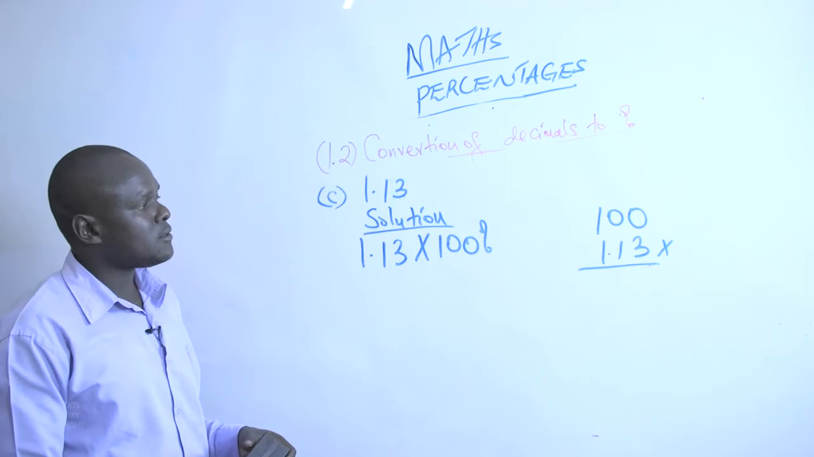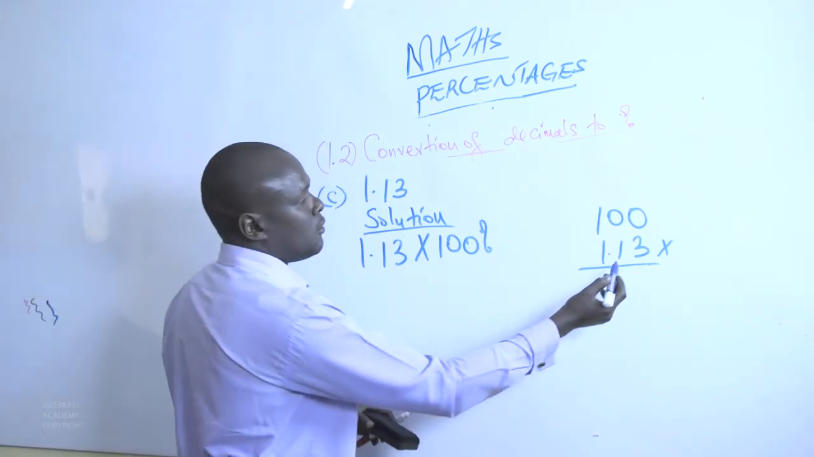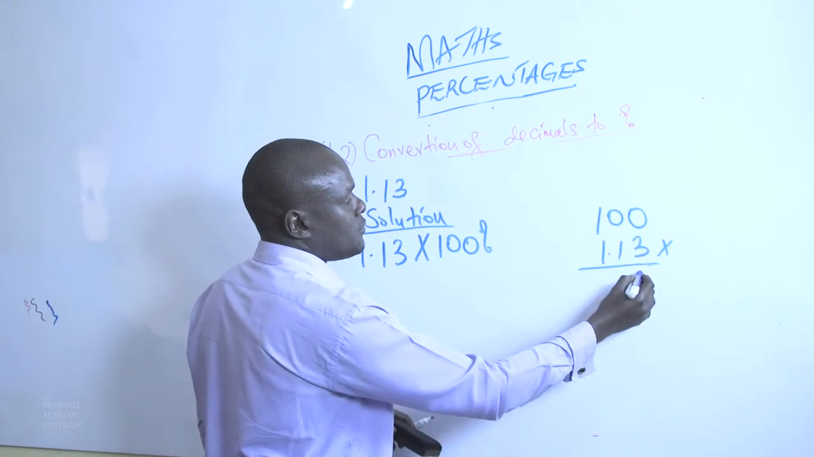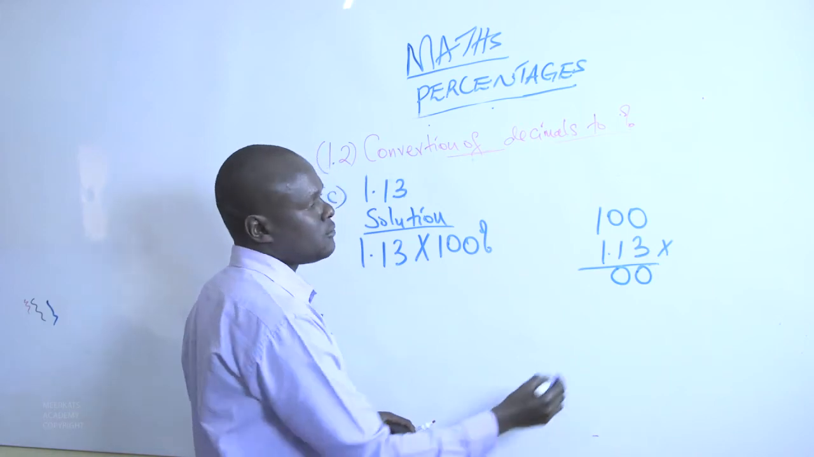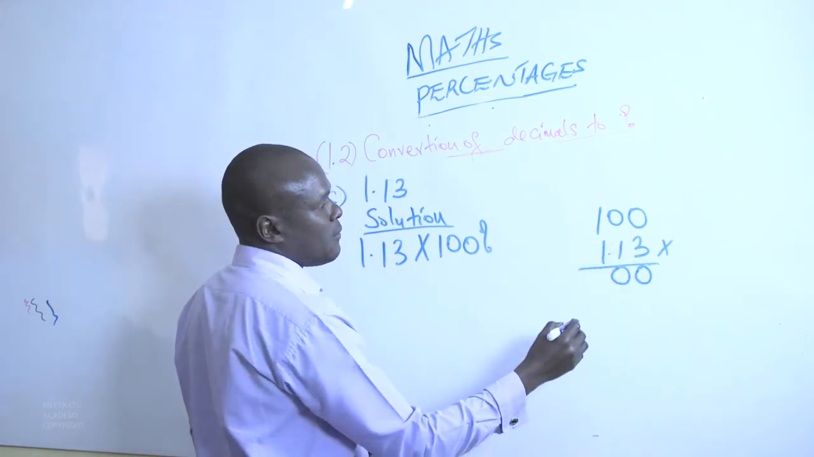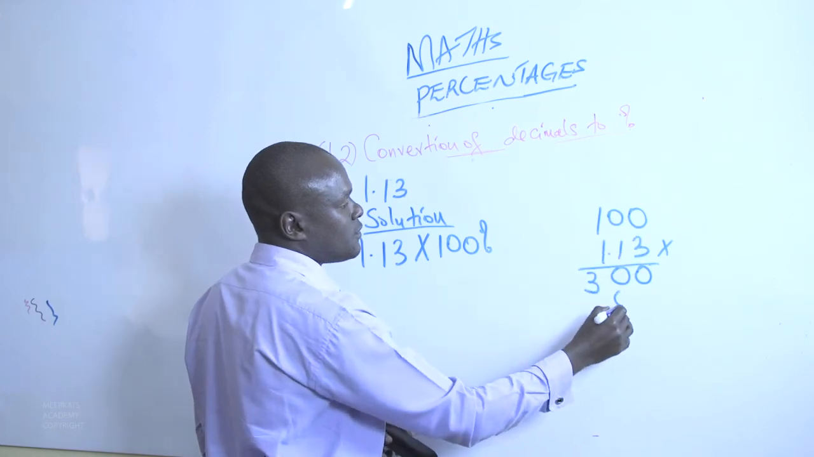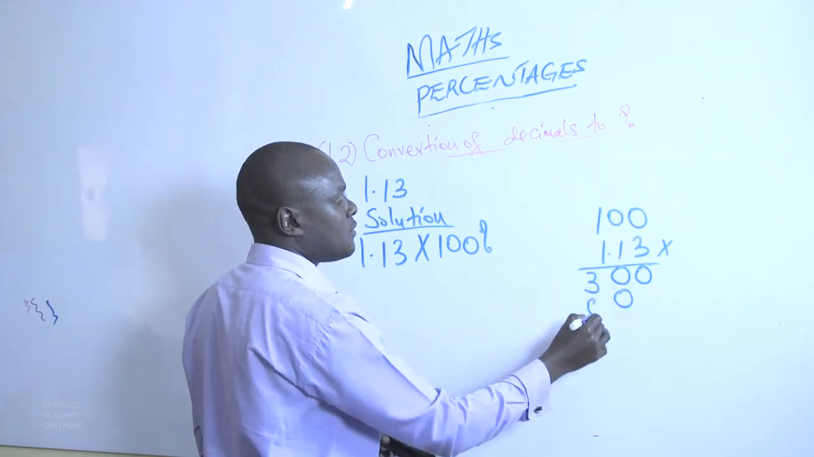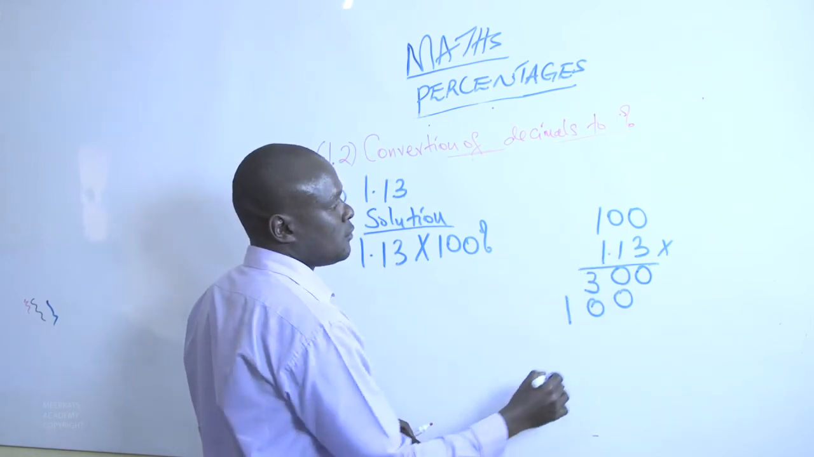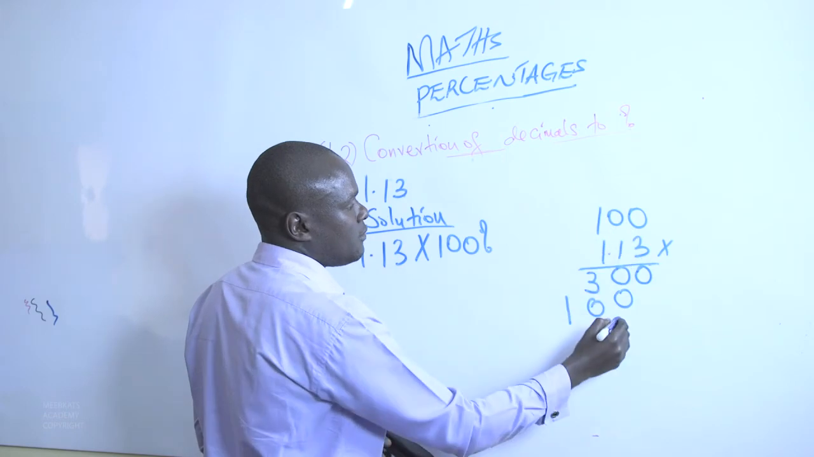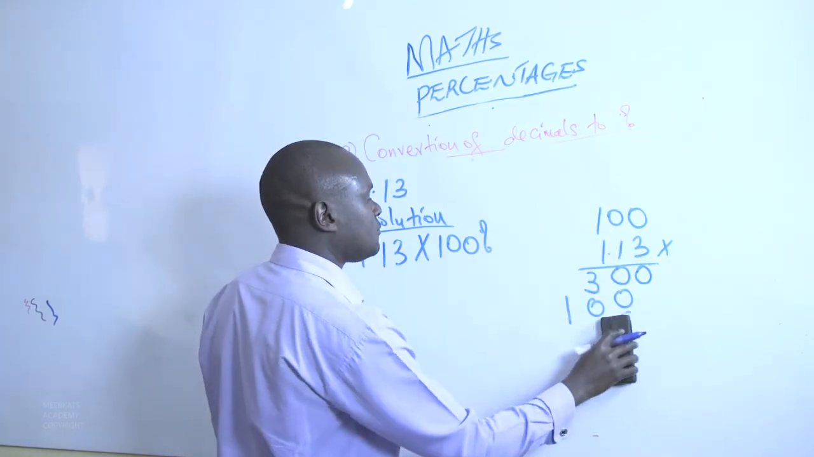We arrange our numbers in column form so that we can proceed with multiplication. 3 times 0, it will be a 0. 3 times 0, it will be another 0. 3 multiplied by 1, it will give us 3. 1 multiplied by 0, it will give us a 0. This will give us another 0. This will give us 1. This other one, 1 multiplied by 0, it will give us a 0.